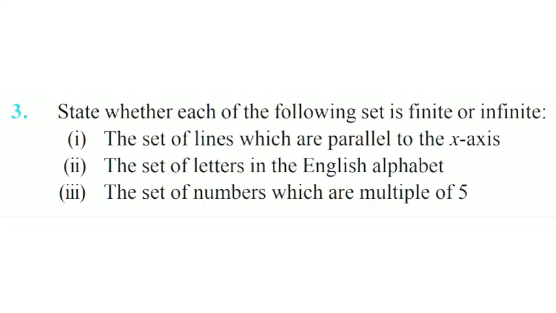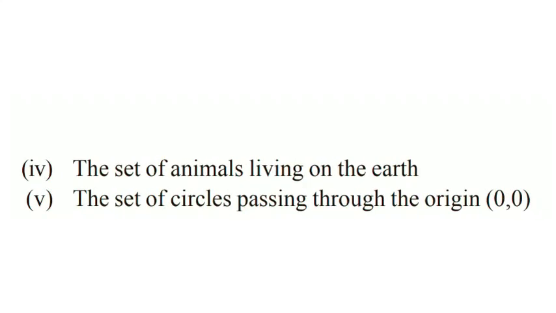And the next one is the set of letters in the English alphabet. As we know, there are 26 letters in the English alphabet, hence this is a finite set. And the third one is the set of numbers which are multiples of 5. The multiples of 5 are not finite, not countable, hence this is an infinite set. And the fourth one is the set of animals living on the earth. There are only a finite number of animals living on the earth, even though counting them is difficult. Hence, this is a finite set.